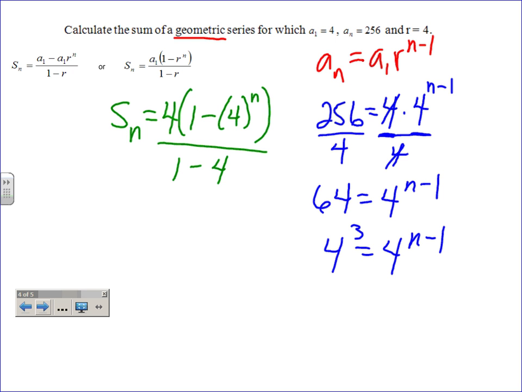And what did we do in that other chapter once we got the bases the same like that? Yeah, get rid of them. You don't need them anymore. All you need to do is figure out n minus 1 will equal 3. So n is 4. A lot of 4s in this problem. Is that what they wanted? Did they want to know how many terms there were? No, they wanted the... So that 4 is going to go right there.